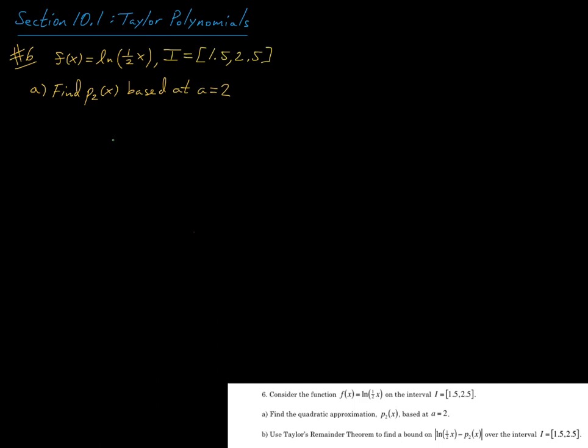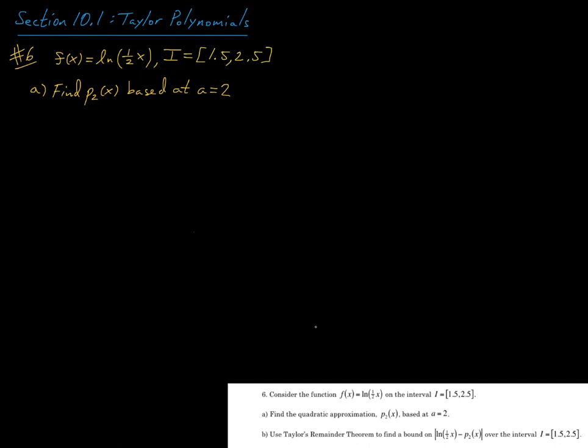Here in this video, we'll look at question 6 on the worksheet, which is another example of how we can use Taylor's remainder theorem to find a bound on the error in approximating a function with the Taylor polynomial. Okay, so here we're looking at the function f of x, which is the natural log of 1/2 x, and the interval in question here, I, is the closed interval from 1.5 to 2.5.